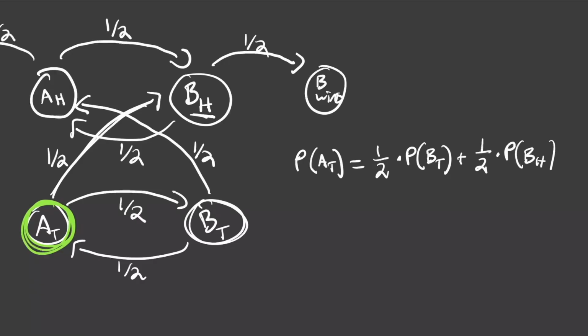Also, it's going to get confusing later in the video. This is me from the future, but when I'm referring to the probability of A sub t or the probability of B sub t, that's the probability of A winning from that state. It's not the probability of that state happening. It's the probability that A wins from that state.